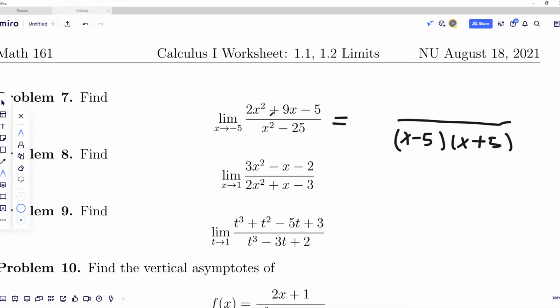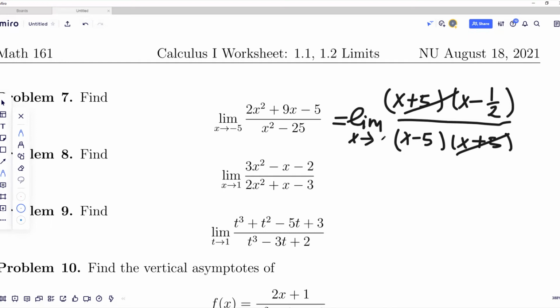The sum of the roots is minus 9 over 2. The product is minus 5 over 2. So first candidates are minus 5 and 1 over 2. Luckily, their sum is exactly minus 9 over 2. So this is x plus 5, x minus 1 over 2. Those two will cancel out. Limit as x is approaching minus 5. We can substitute minus 5 here to find the limit. Next problem.